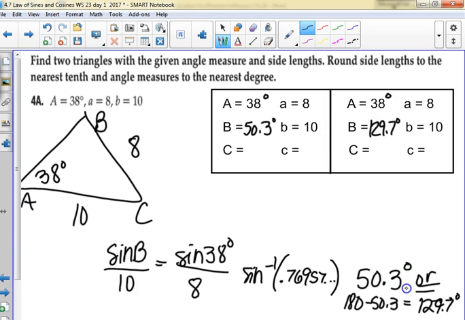What things could I check to decide if I should throw the 129.7 away? 129.7 plus 38 is 167.7, so that would leave 12.3 degrees. Is that possible? Unfortunately, yes, it is, right? And A is 38 degrees and it's across from a side of 8. So side B is 10, and across from it has to be an angle bigger than 38, but both of those work, right? Somebody find this for me.